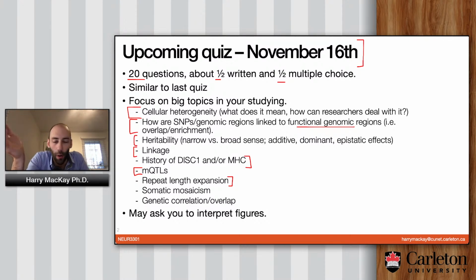I don't know, it's hard to say, but like, how is it detected? Why is it challenging to detect? Why is it that repeat lengths are able to expand so easily, et cetera, et cetera, et cetera. Lot to be asked there.